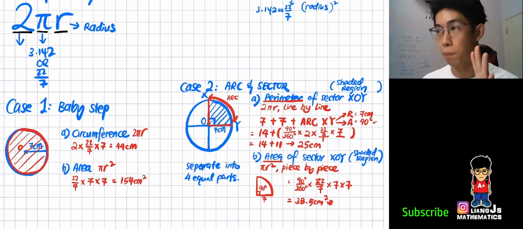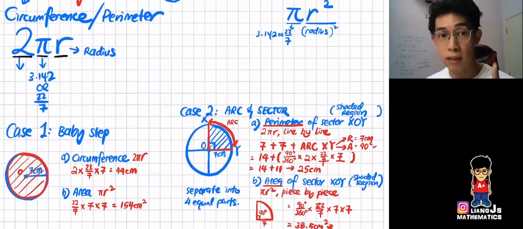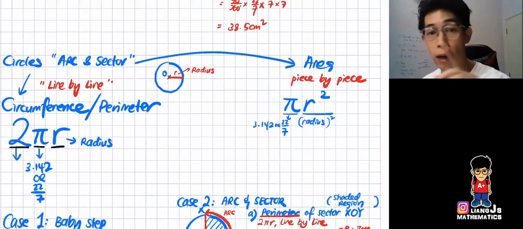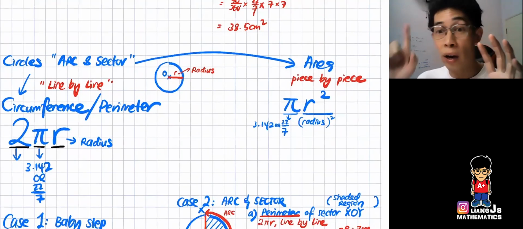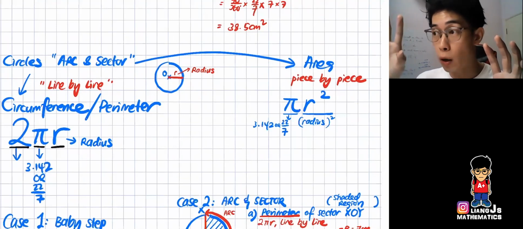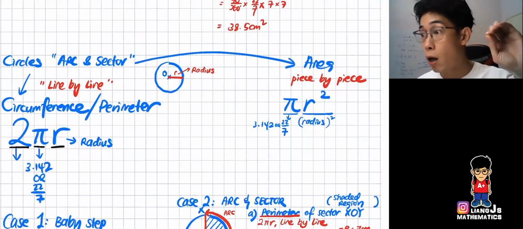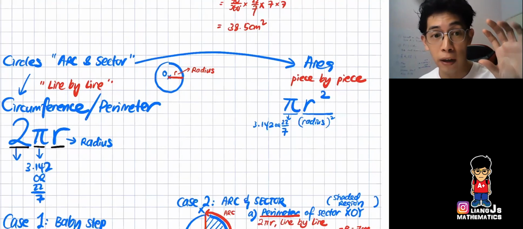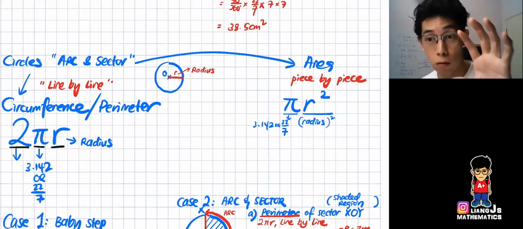Okay, now, what's the main two information again? You have to know this. Number one, circumference, what's it again? 2 pi r. What's your area formula? Pi r squared. Circumference being line by line.